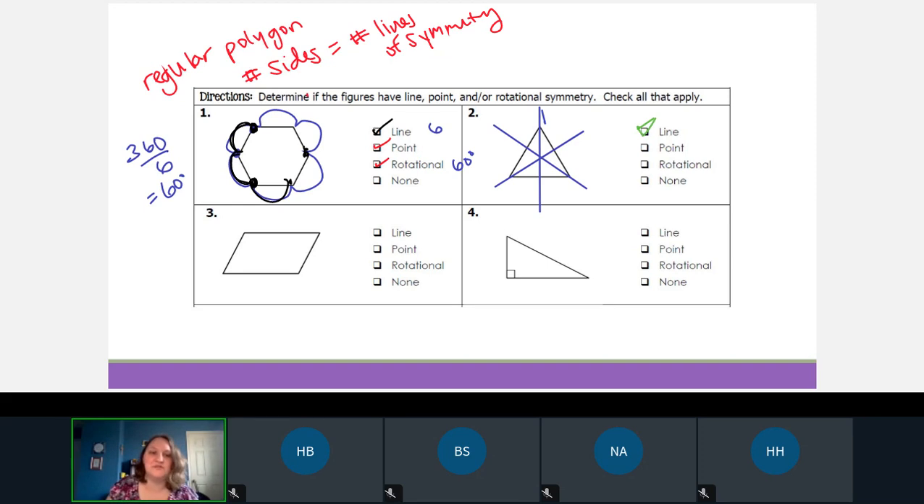Now, point symmetry. Does it have point symmetry? Can I turn this triangle upside down and it looks exactly the same? Good, Valeria. Yay, Haley, you're right. Okay. And if you're not sure, maybe take your notes and turn them upside down. I'm going to do my best to turn it upside down on your screen here.